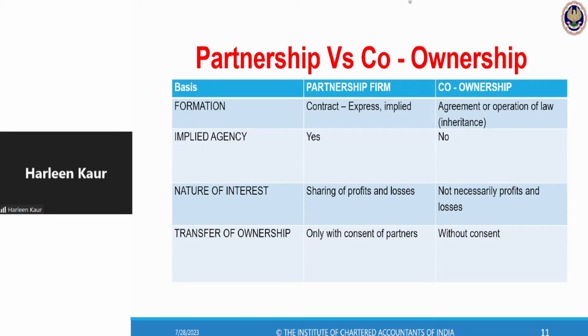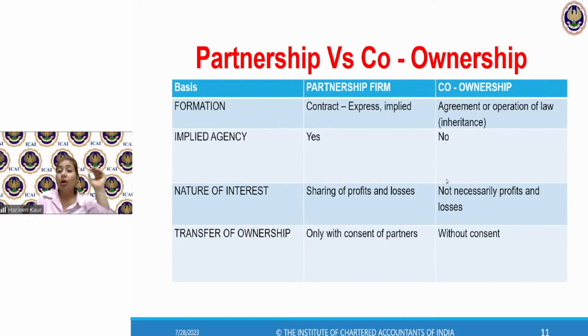You remember the definition of co-ownership? Co-ownership means jointly owning any property, maybe out of an agreement or by inheritance. What is the meaning of inheritance? Ancestral property that you receive.